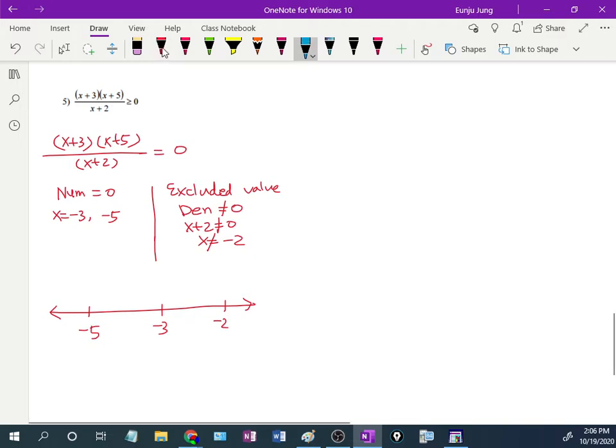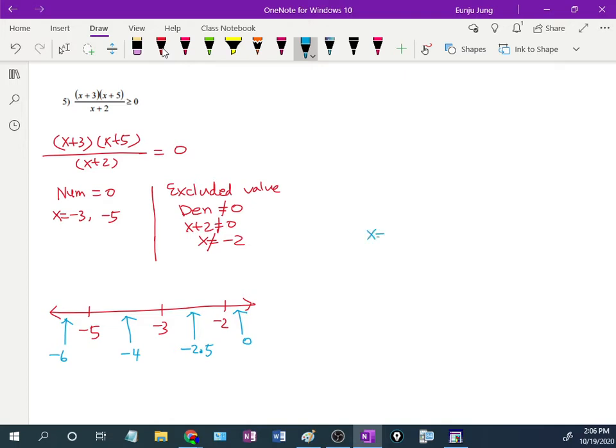And now let's test each interval. Because I have 3 points, how many intervals do I need to test? 4 intervals, right? So I have 4 places to test. Let's pick a number between those. Give me a number less than -5. Give me a number between -3 and -5. Then give me a number between -2 and -3. -2.5, good number. Give me a number higher than -2. Good choice, 0.